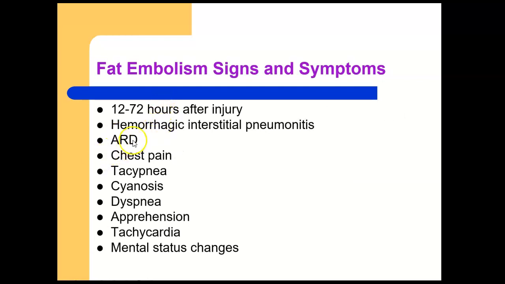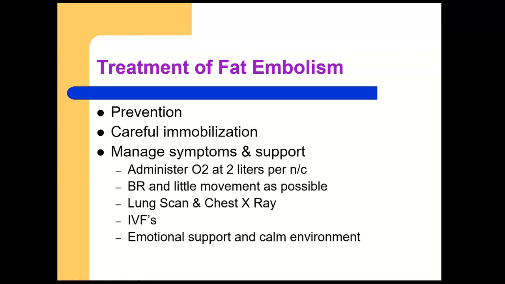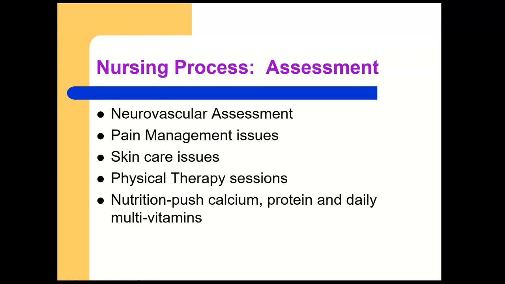And we already talked about fat embolism. Here's our acute respiratory distress. This just summarizes our discussion that we already had. And again, it is an emergency, just like with any embolism. So make sure after fracture, do those neurovascular checks, manage pain, watch for good skin care. These are patients that will, after we get them stabilized, have some type of physical therapy. And then make sure we've got good nutrition, including enough protein, calcium, and daily multivitamins.